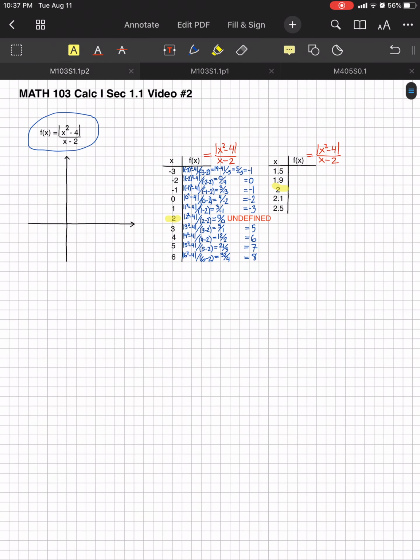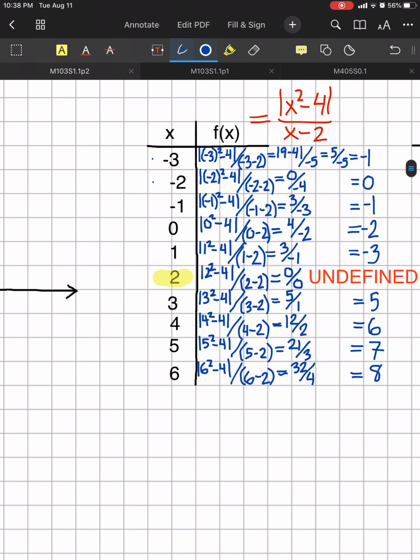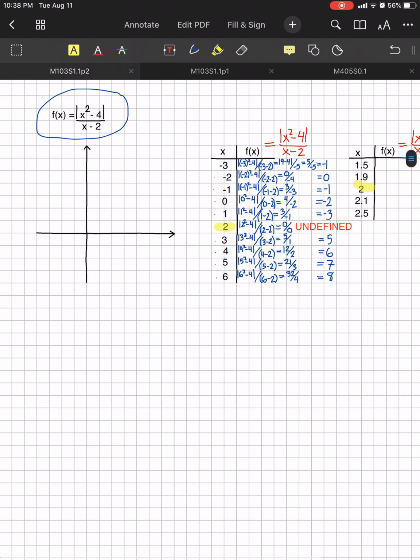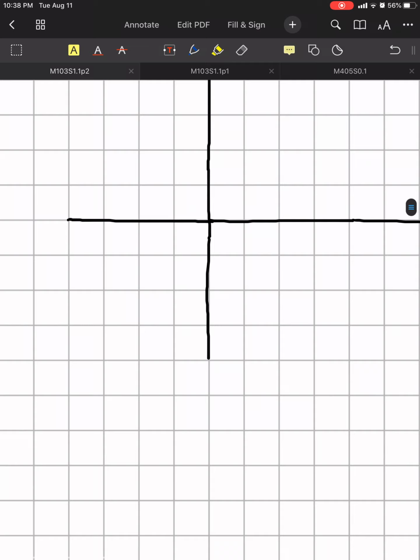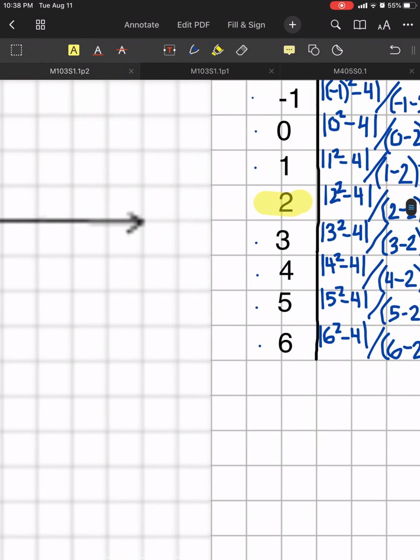And so we can use these values right here to plot points on our graph again. So let's go ahead and do that. Our first one is negative 3, negative 1. So if you'll remember, negative 3 in the x means we go backward 3. Negative 1 means we go down 1. So I should have my first point right there.